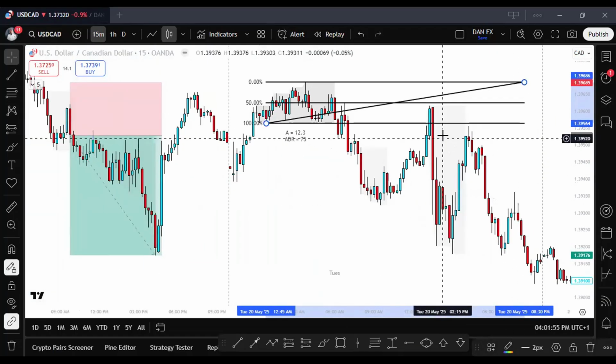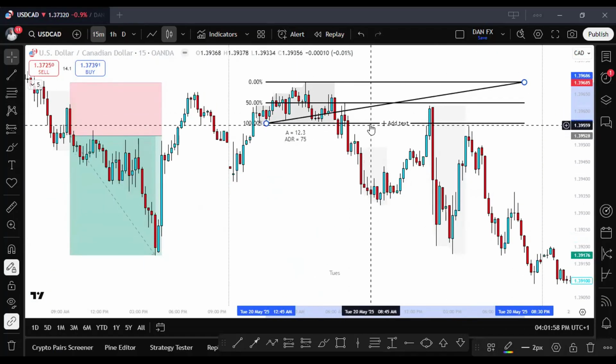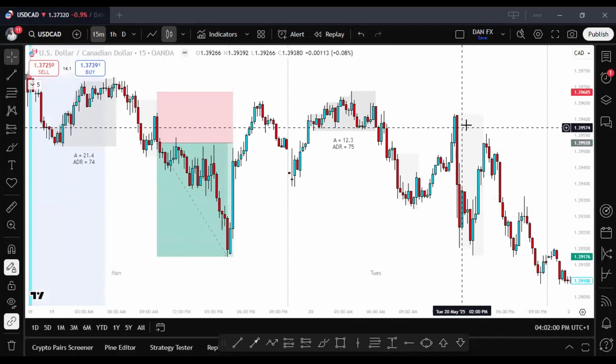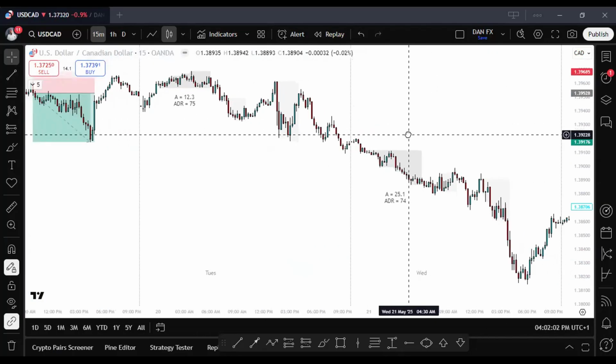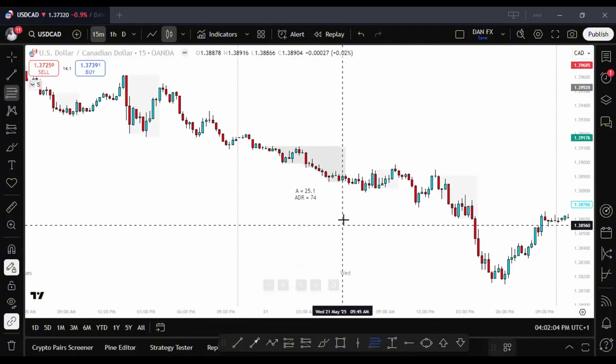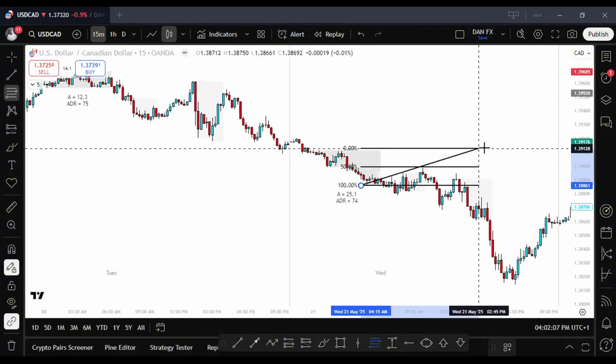Price didn't really get to the 50% of the range. Yeah, price didn't get to that, so there's no trade there. If the price had touched this, then that would have been a trade. Price didn't touch it, so that's not a trade. We're going on Wednesday here, still looking for sells.